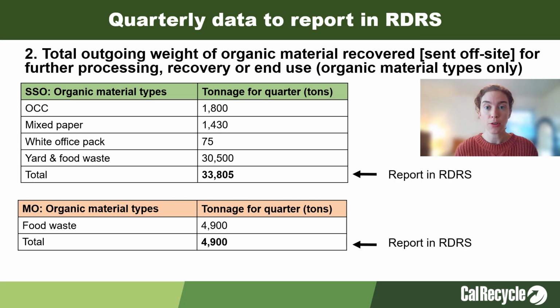Altogether, there was 33,805 tons of those SSO organic materials recovered during the quarter. For MO, the only organic material type recovered is food waste that they were processing on site, and they're recovering food waste to send to compost. So we know Trash City sent 4,900 tons of that to compost in the quarter. Both those totals are what's going to be reported in RDRS.